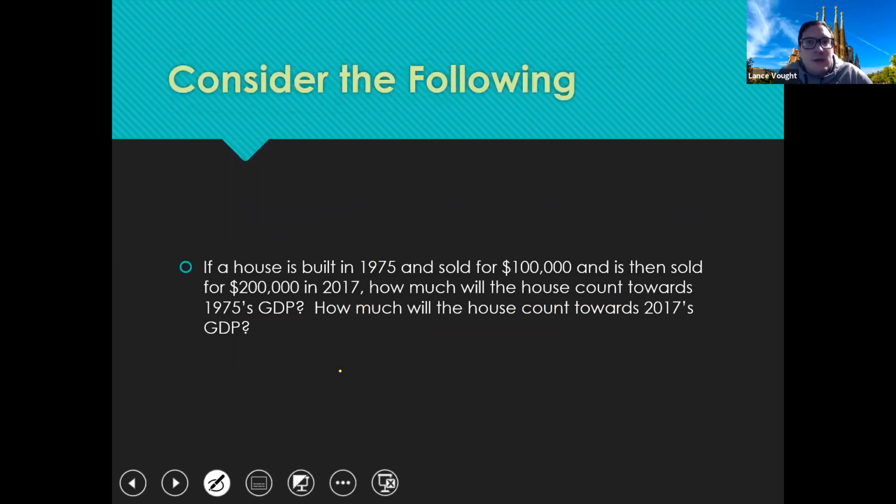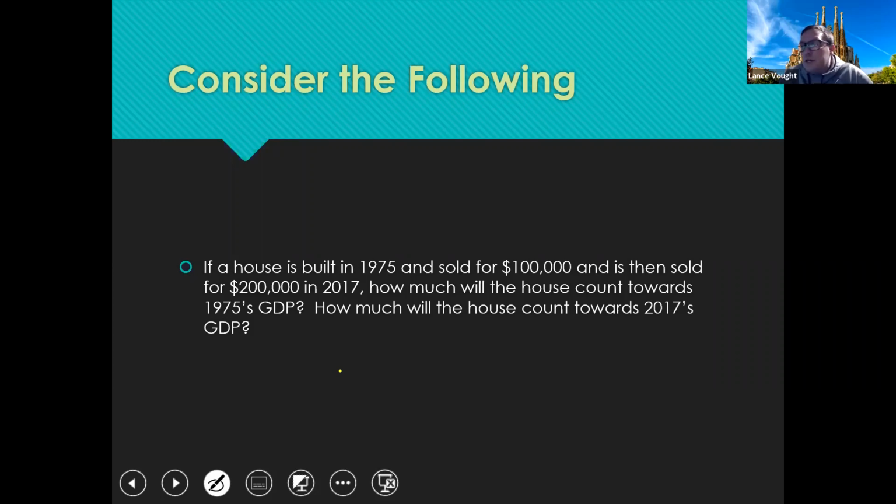So here's an example that might help with explaining that. If we build a house in 1975 and it sells for $100,000 and then it's sold for $200,000 in 2017, if only that's how much the real estate costs these days. Well, some places it is, but most places that people want to live in, it's way more than that. But anyways, if a house is built in 1975 and sold for $100,000, then it is sold for $200,000 in 2017, how much will the house count towards 1975's GDP?